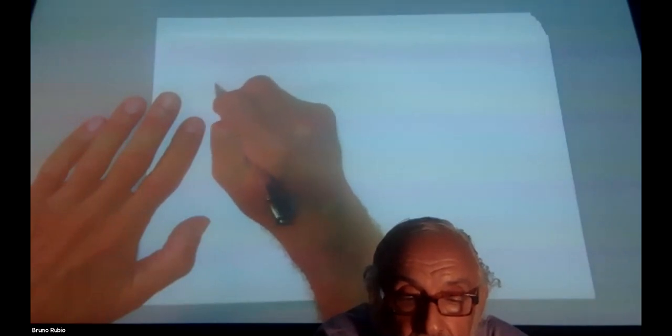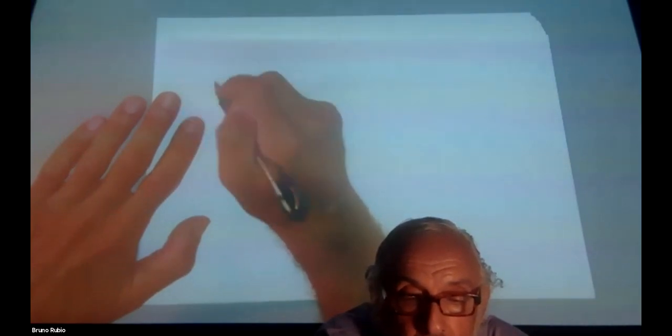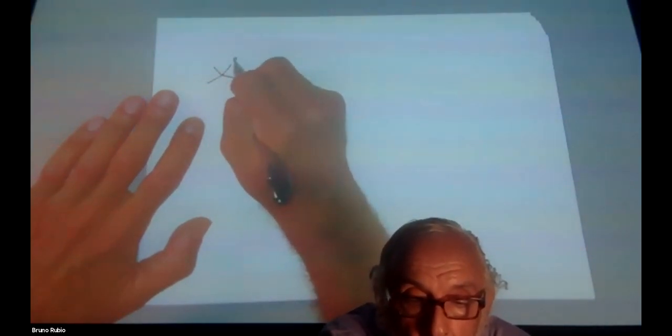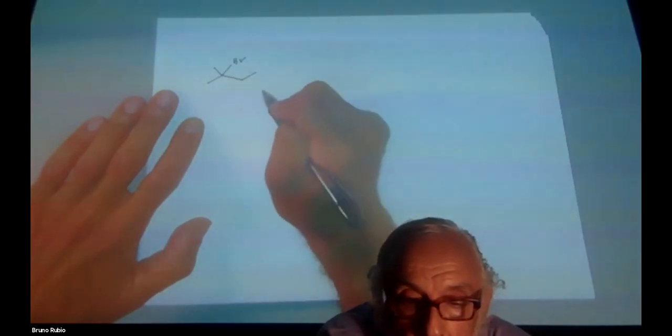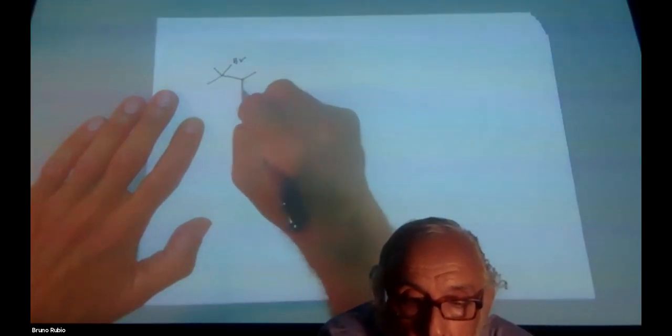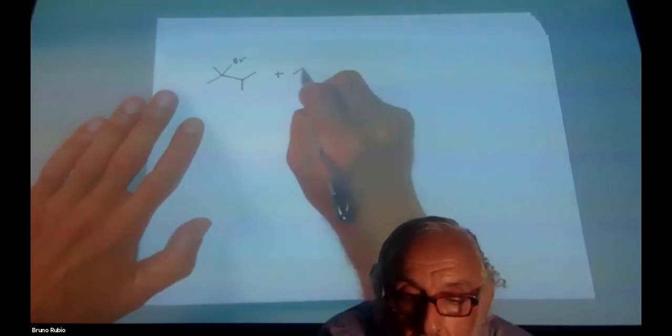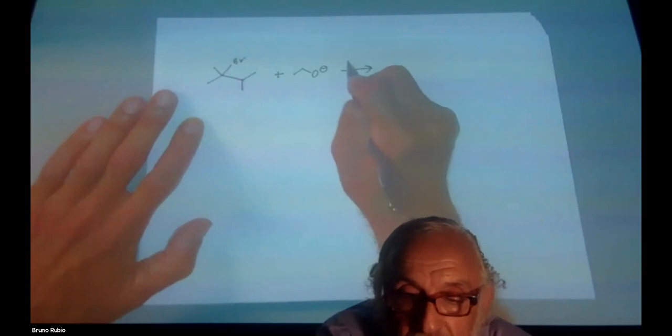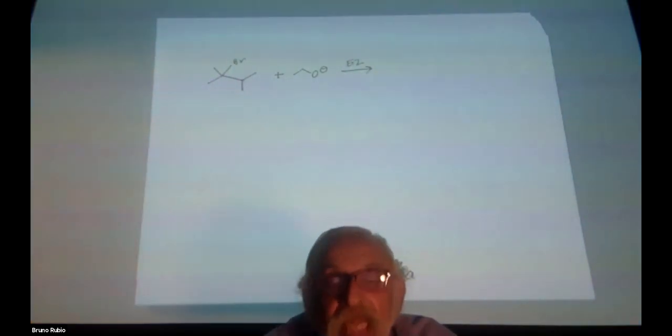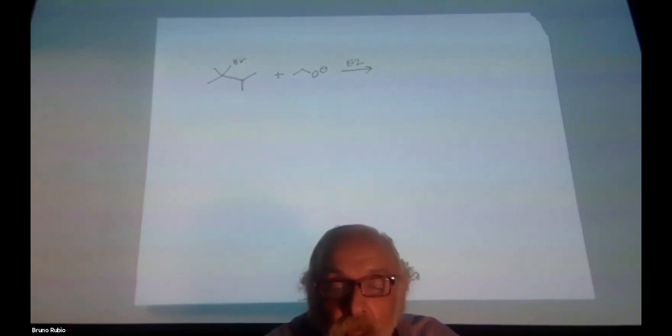Okay, so for example, we would have something like... all right, so I'm telling you right now that that's an E2 elimination. It's going to be an E2 elimination. We'll talk about why it's an E2 elimination later. Okay, that's an E2 elimination. Draw the structure of the major product.